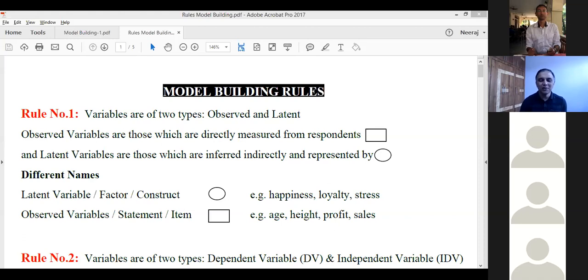Even in hardcore things like finance, we use terms like market sentiment. And likewise, in HR also, number of employees is a box. It's exact, you can measure the things. So rule number 1 is that there can be observed or there can be latent variables.